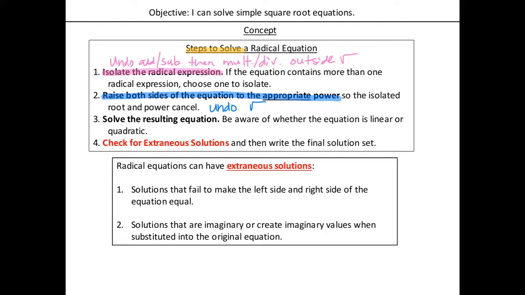And how do we get rid of the square root? Does anybody remember? What's the inverse of taking the square root? How do I cancel the square root? Anybody remember? No? We'd have to raise both sides of the equation to the what? To the second power, right? So that's called squaring both sides. We would square both sides to get rid of the square root.